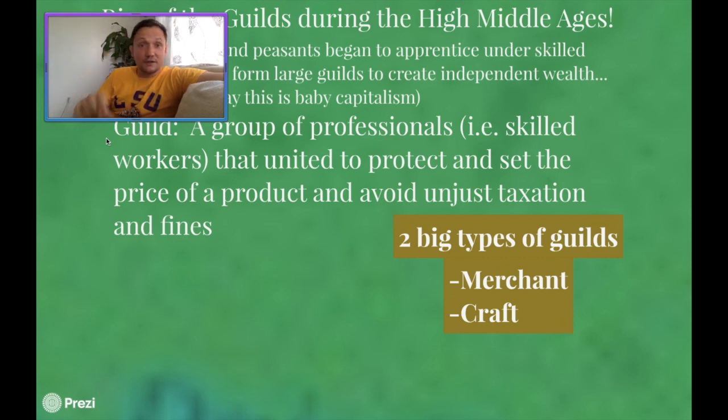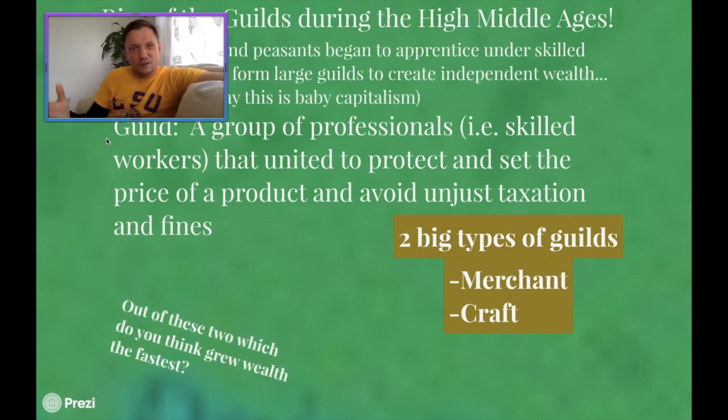So you got craft guilds and merchant guilds. Merchants being the sellers of goods. Merchants also would work with craft guilds and actually sell their goods to third-party customers, charging a little bit for the movement of the good itself. Merchant guilds are very important, okay? Speaking of importance, out of these 2, which do you think actually grew the fastest? Which ones do you think began to dominate the scene and really grew quick?